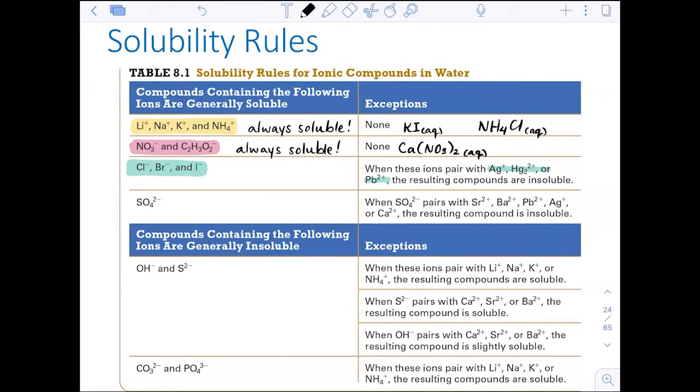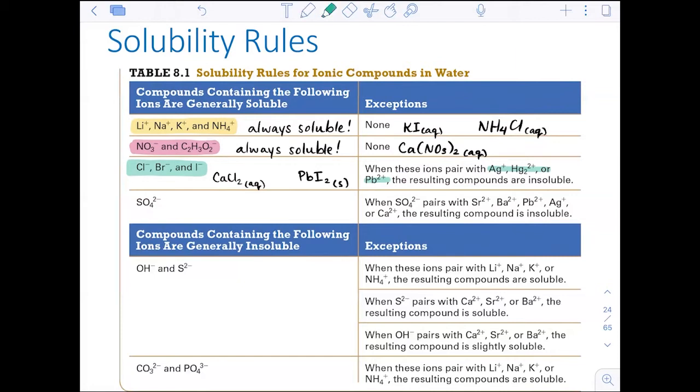So, for example, let's say calcium chloride. Well, chloride and calcium's not one of the exceptions, so aqueous. But let's say lead iodide. Iodide, but it's with an exception. Solid, insoluble, not forming a solution, so therefore solid at the bottom of the beaker.